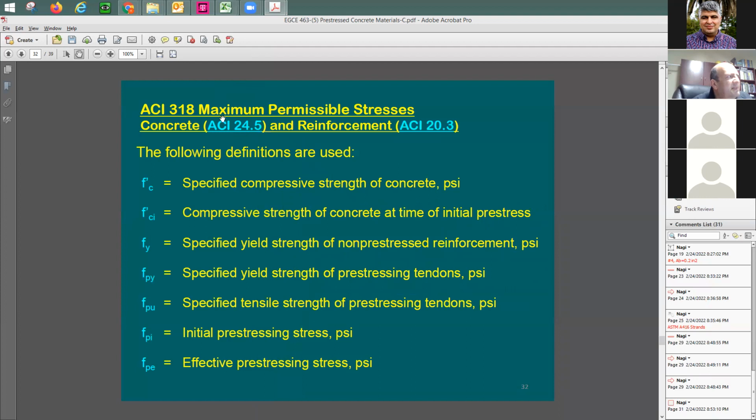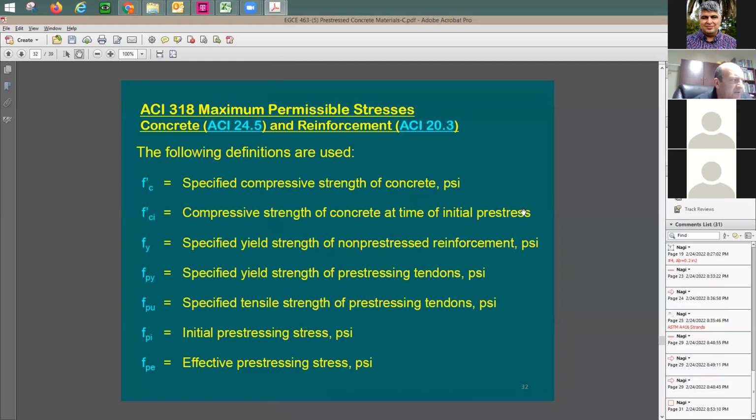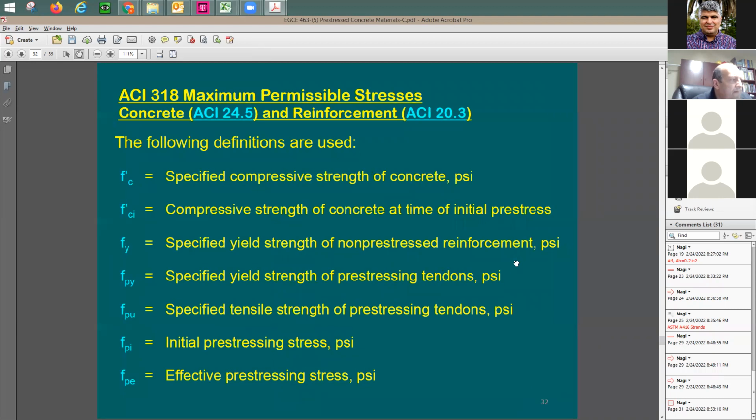It says here this is the maximum permissible, which means allowable, stresses in the concrete and the reinforcing. I'd like to see where it's coming from. We know what f'c is: the specified strength at 28 days. f'ci is the strength at the time of the initial pre-stress, which we considered here to be 4,800, and typically we use it at 10 days in actual construction projects. fpy is the yield, which we say is 85% of the ultimate of the pre-stressing strands or tendons. fpi is the initial, the one we called 189, and effectively we say it's going to be 150.